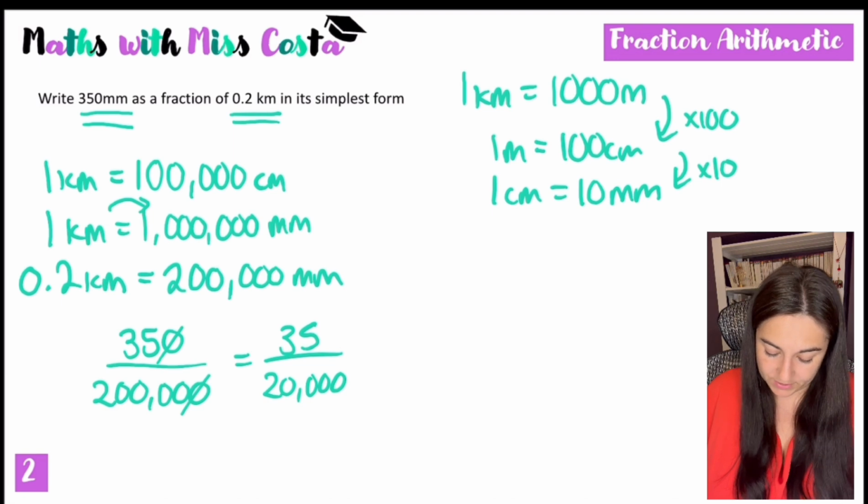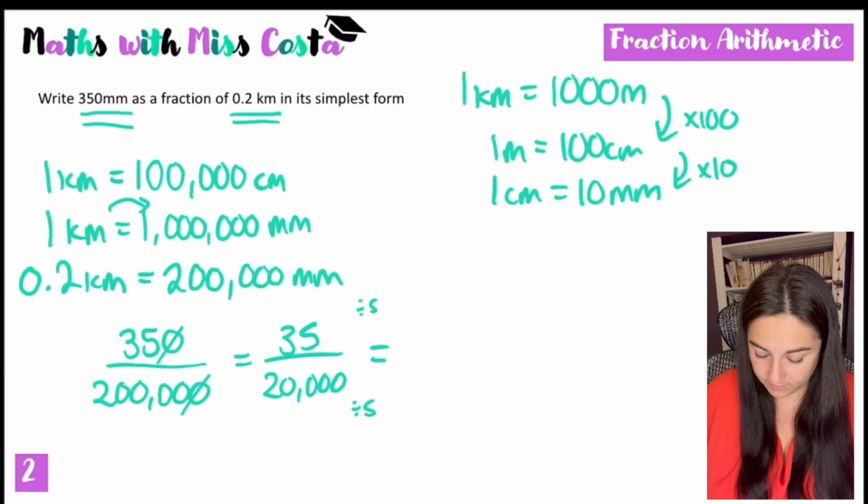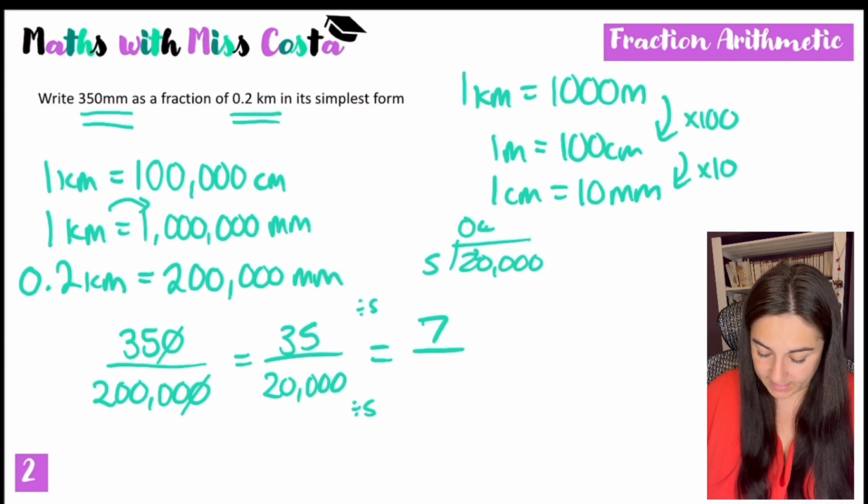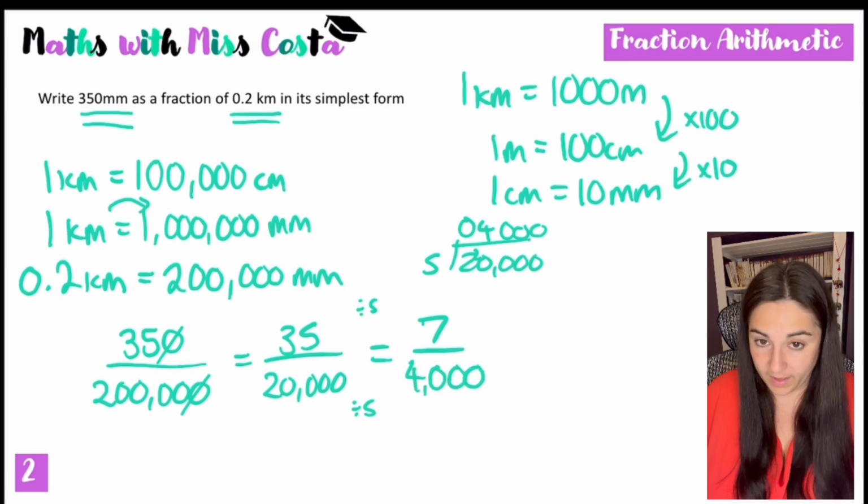Now what else could I do? Well, I could divide both by 5. So 35 divided by 5 would give me 7, and 20,000, just in case you needed help with that: how many 5s go into 20? 4, and then you know you've got your zeros there. So that would be 7 over 4,000.